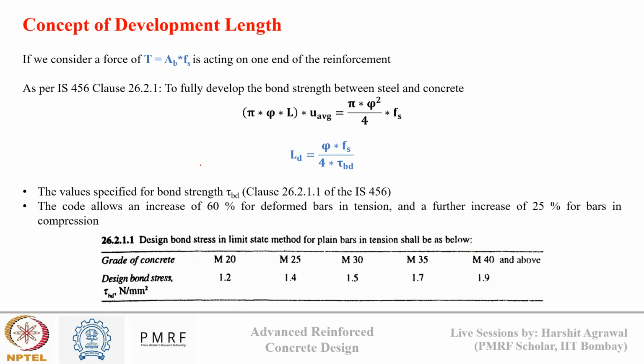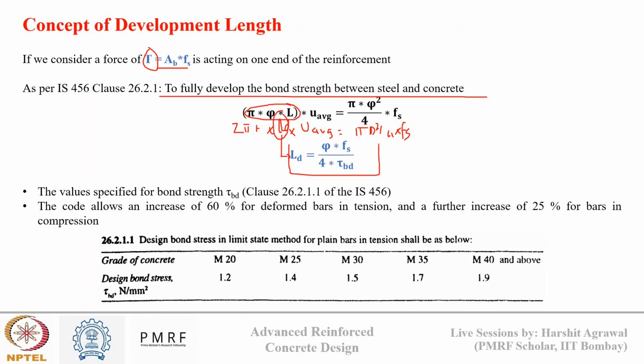Okay, so if we consider this pull force acting is T, what the code says is, to fully develop the bond strength between the steel and concrete, the total surface area, that is 2 pi r times length, times the average bond stress at steel concrete interface, should be equal to this force that has been developed. Okay, so force will be nothing but the area of bar, that is pi d square by 4, times the stress acting in the steel. Okay, so from this we can calculate this embedded length that we need, and that embedded length is known as development length, which is given by this formula.